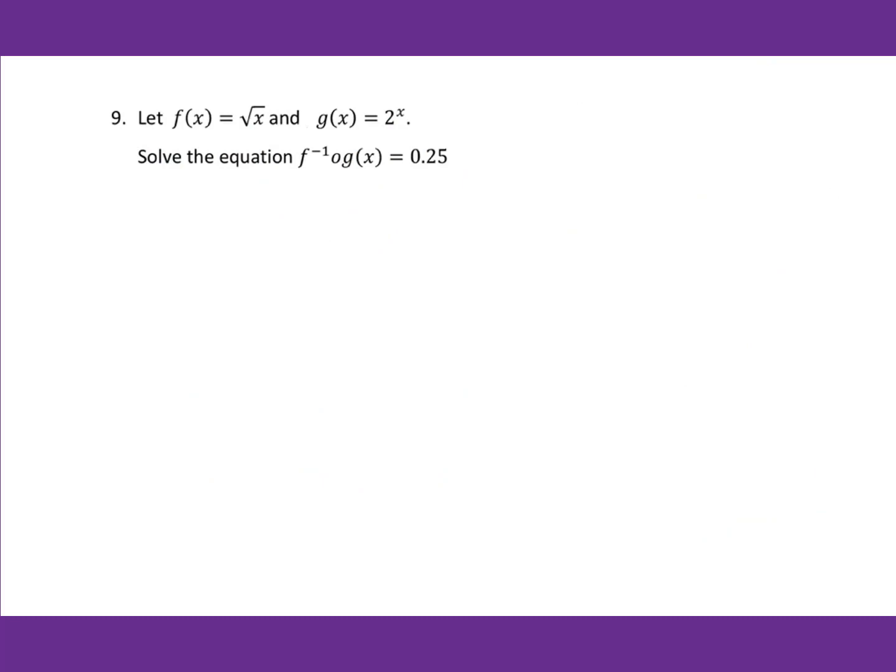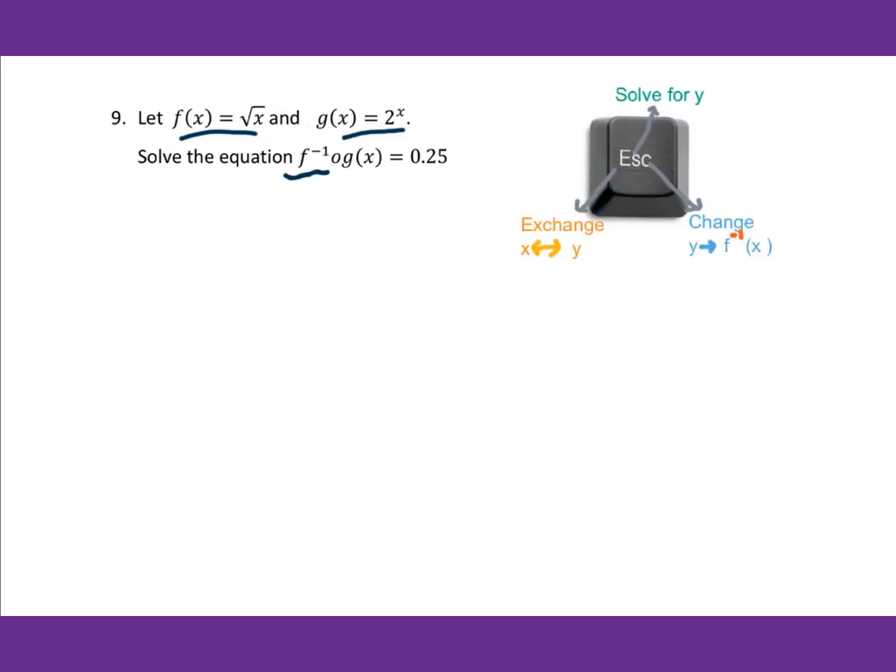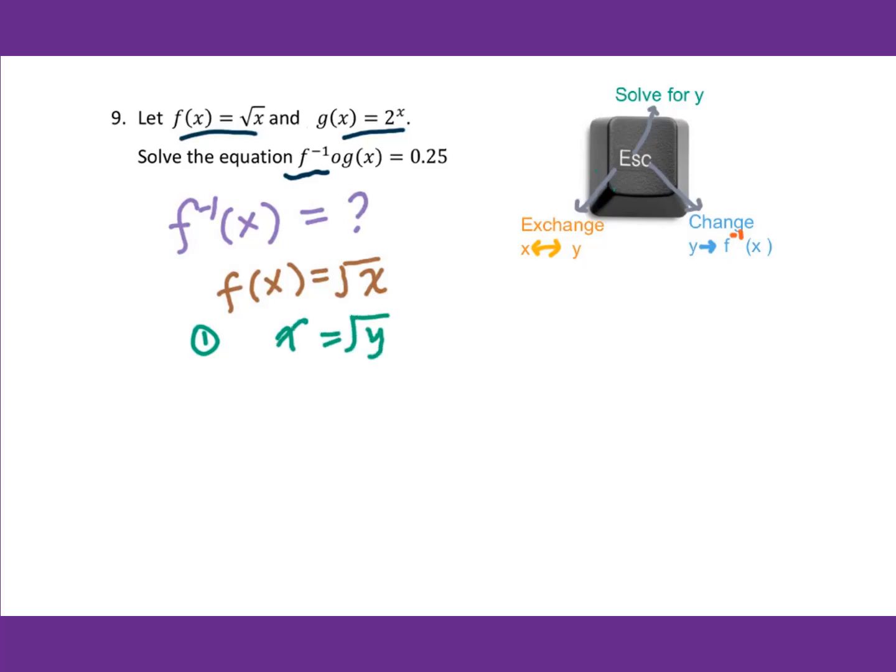We know f of x equals the square root of x, and g of x equals 2 to the x power. Solve the equation: inverse of f of g of x equals 0.25. First step, use the escape button to figure out the inverse of f of x. We have f of x equals the square root of x. Exchange x and y. I got x equals square root of y. Then square both sides. You will get y equals x squared. Therefore, inverse of f of x equals x squared.